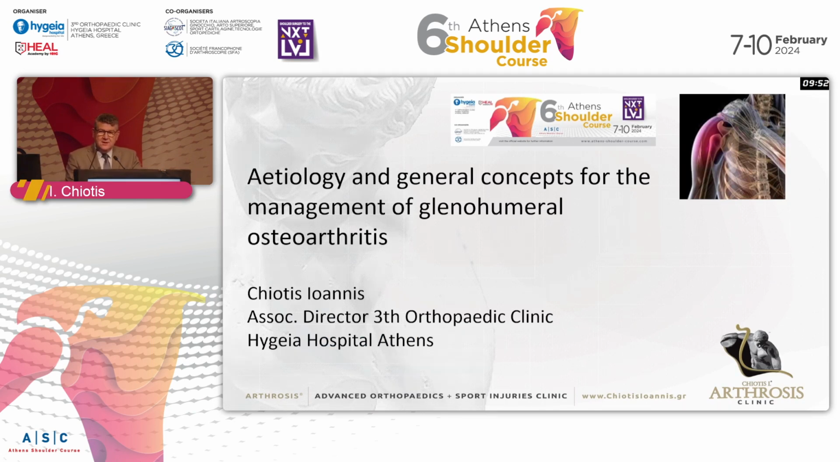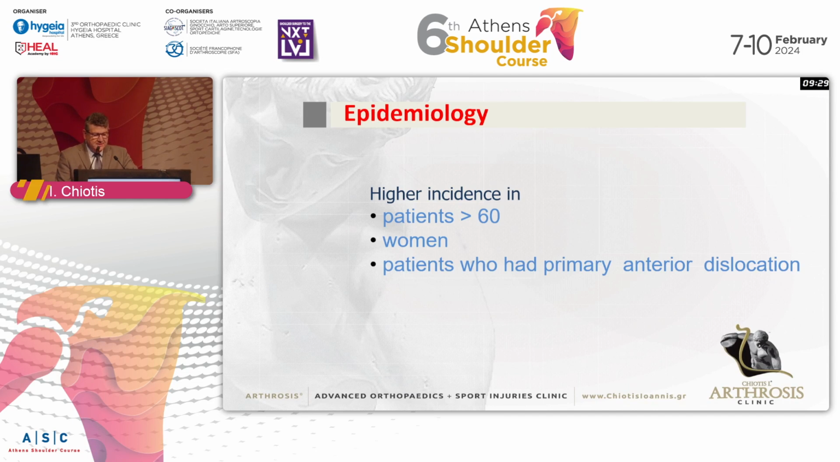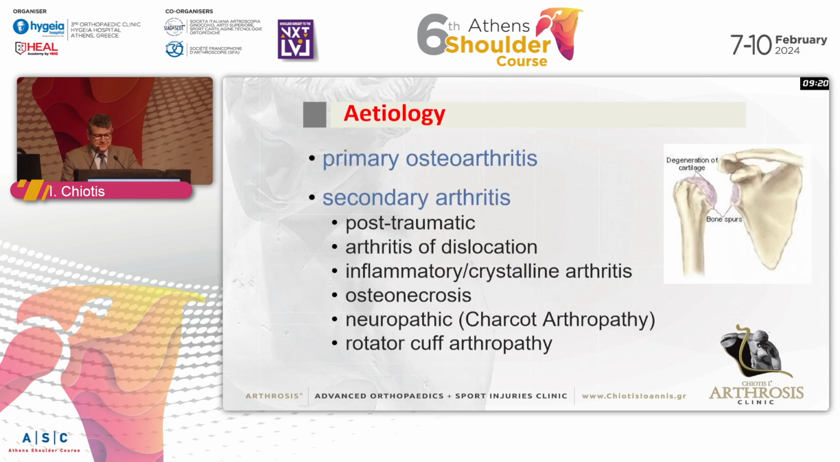We will discuss a lot today about osteoarthritis of the shoulder. So I start my speech with etiology and general concepts for the management of glenohumeral osteoarthritis. It is a degenerative joint disease of the shoulder characterized by damage of the articular surfaces of the humerus and the glenoid. It has a high incidence in patients over 60 years old, women, and patients who had primary anterior dislocation.